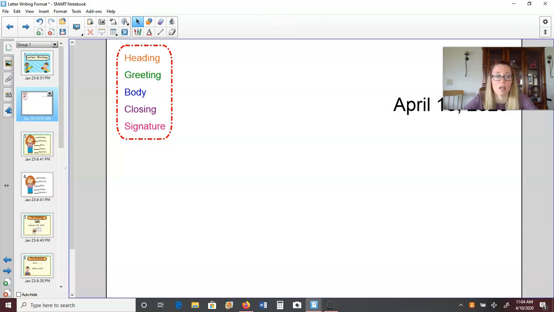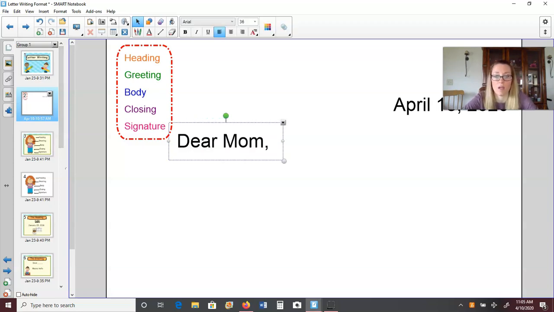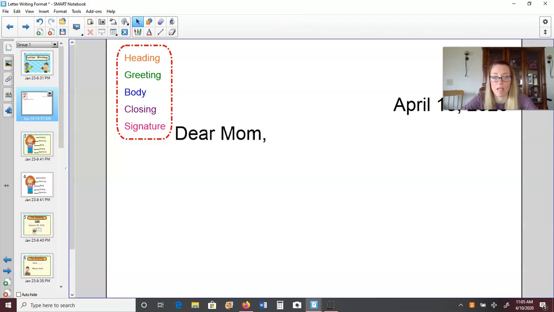The greeting is how you're saying hello to the person that you're writing a letter to. So I'm going to say, Dear Mom, because I'm writing to my mom. Notice that with our greeting, we capitalize the beginning, the D on dear, and then capitalize the person's name, or in this case, mom, because it's taking the place of actually saying my mom's name. And then we need a comma after our greeting. So, Dear Mom, comma. Already we've gotten 2 parts of the letter complete, the heading and the greeting.